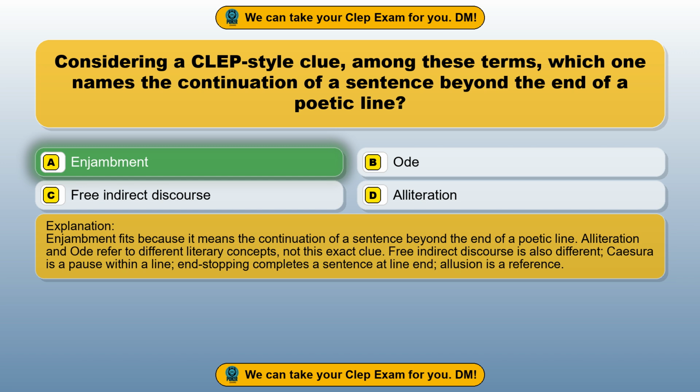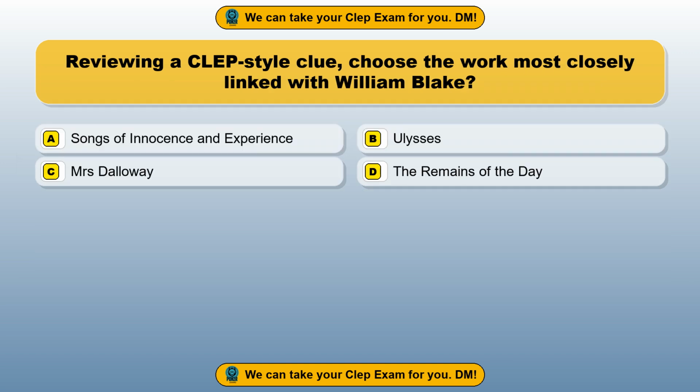Alliteration and ode refer to different literary concepts, not this exact clue. Free indirect discourse is also different. Caesura is a pause within a line, and stopping completes a sentence at line end. Allusion is a reference.